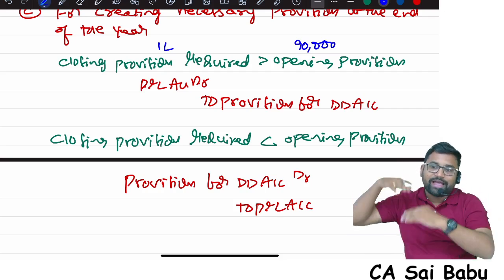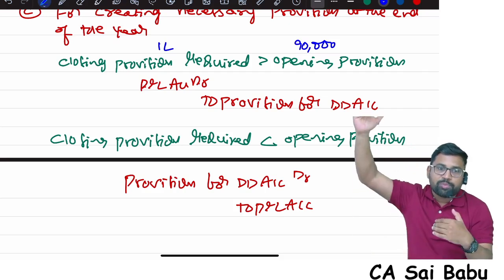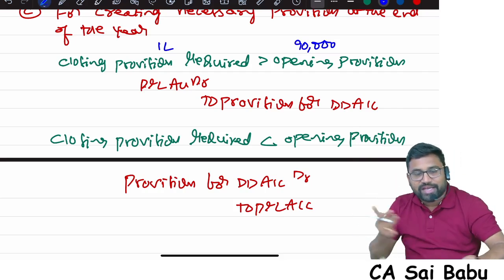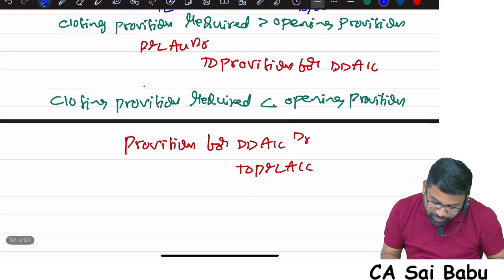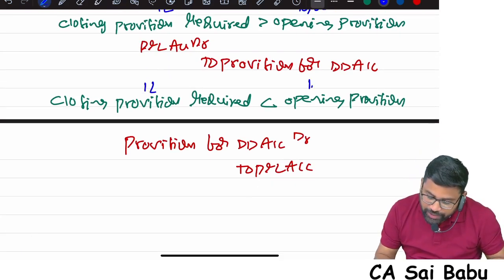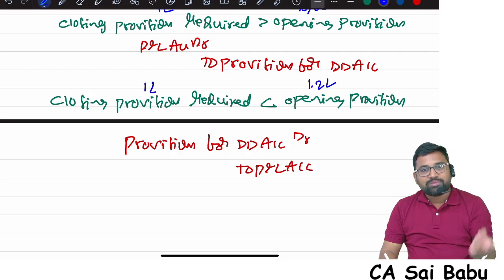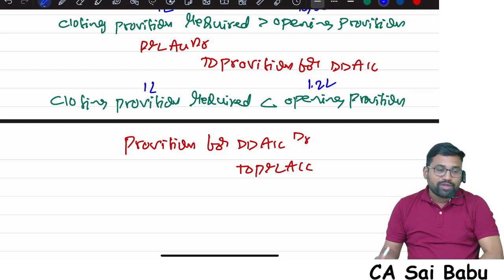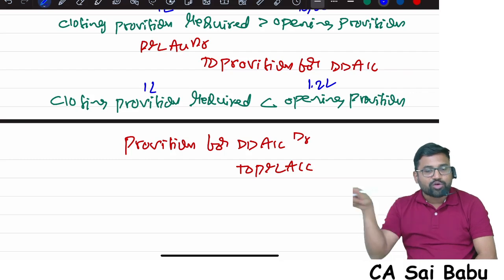So at the end of the year we need to check what closing provision we need to maintain, what our opening provision is, and how much balance is required. If it is required, then it is created from P&L account, P&L to provision. Suppose my closing provision required is 1 lakh, and opening I already have 1.2 lakhs. Then what do I need to do? Excess provision will be written off: 20,000, provision to P&L account, 20,000. Because when you create a provision, you charge it against profit. The same provision reversed goes directly to the P&L account.